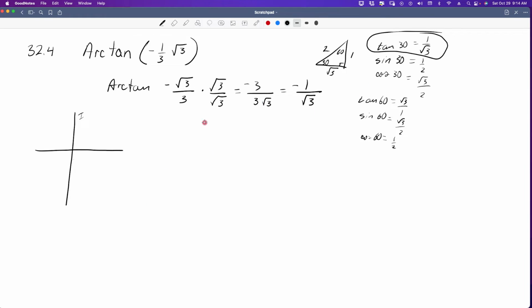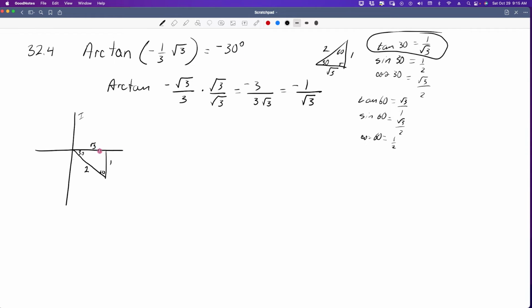So that means it's going to be the 30-degree angle here, and this is the 30 and this is the 60. So the hypotenuse is 2, this is the square root of 3, and this is the 1 right there. So that tells me the arctan of negative 1 over the square root of 3 is equal to negative 30 degrees.